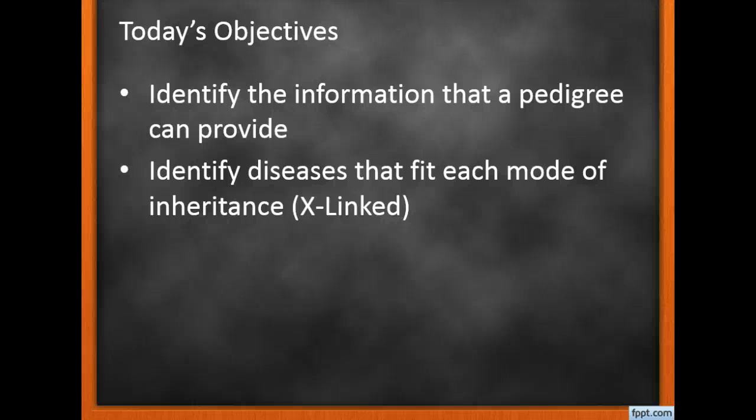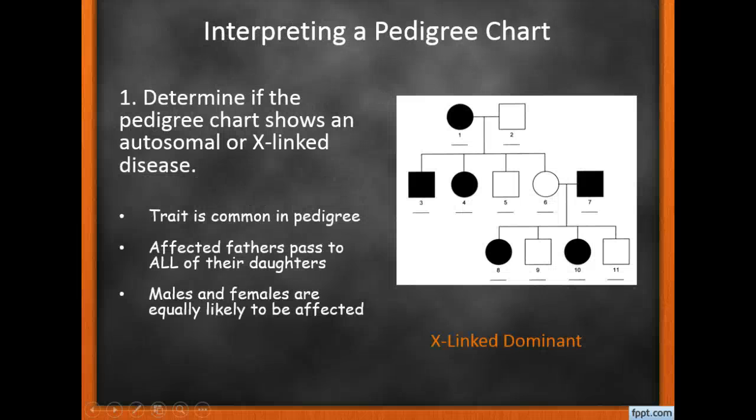Today we're going to take a look at the X-linked mode of inheritance. There are two modes within the X-linked mode of inheritance, and that is X-linked dominant and X-linked recessive. Alright, let's take a look at an X-linked dominant pedigree.